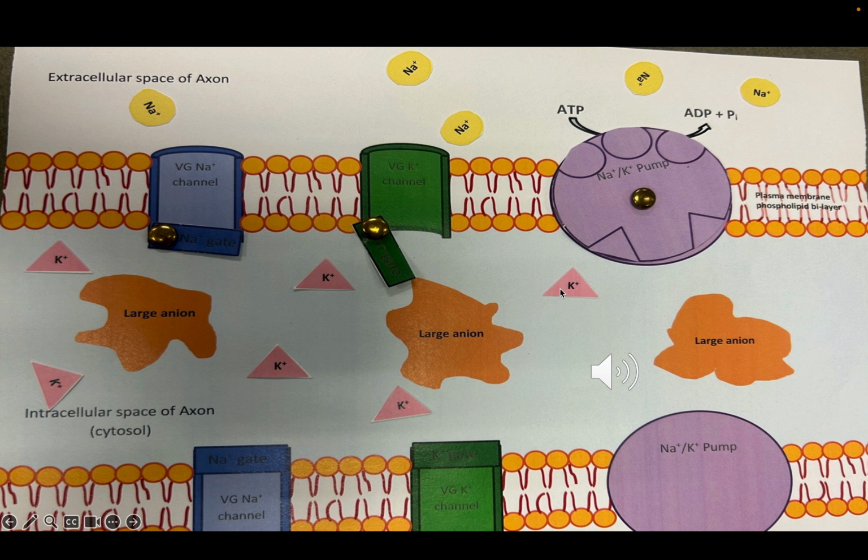Number 2, the sodium is outside the neuron, potassium is inside the neuron. Potassium is there because of larger anions. Number 3, the cell membrane is negative inside and positive outside. Number 4, the difference in ion concentration results in the resting membrane potential of the cell.